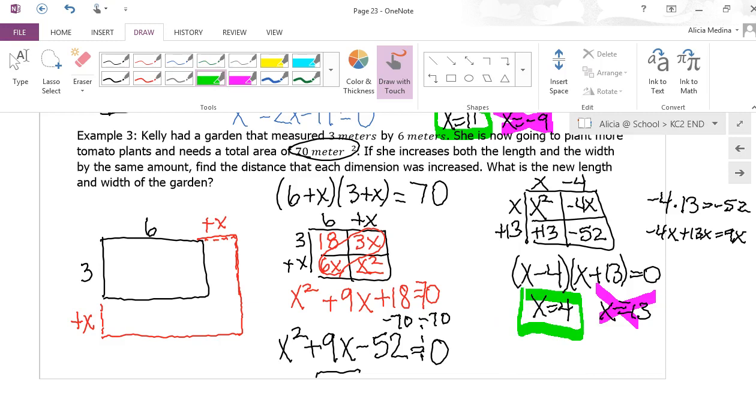Now, if it's asking for that new length, I know that that x is 4, so I do have to plug in that x on both sides, right? So then that 6 plus x, which was 4, right? So that total width then is going to be 10. And then 3 plus 4 is going to give me that total other side to be 7. All right, so in case my width and my length now should be 7 and 10. All right, next example.